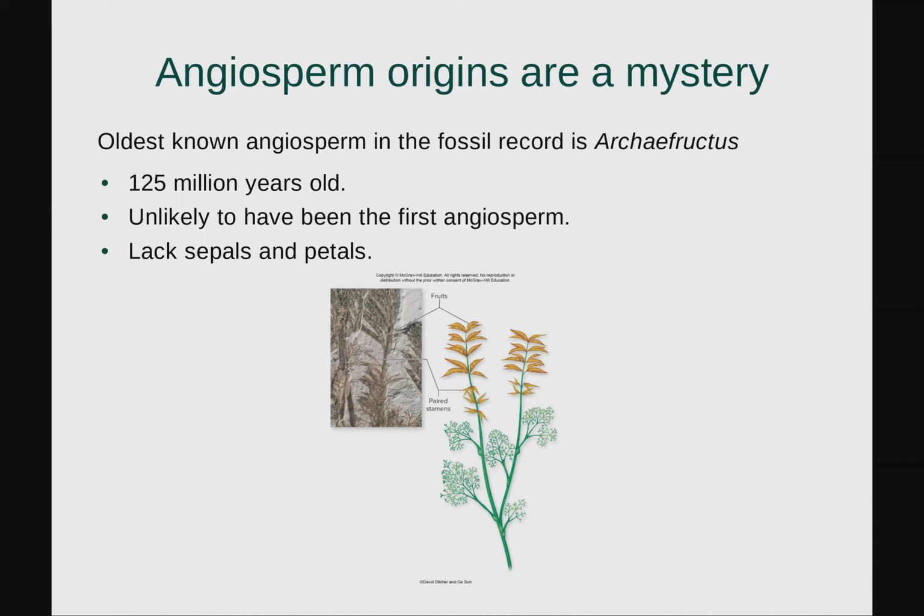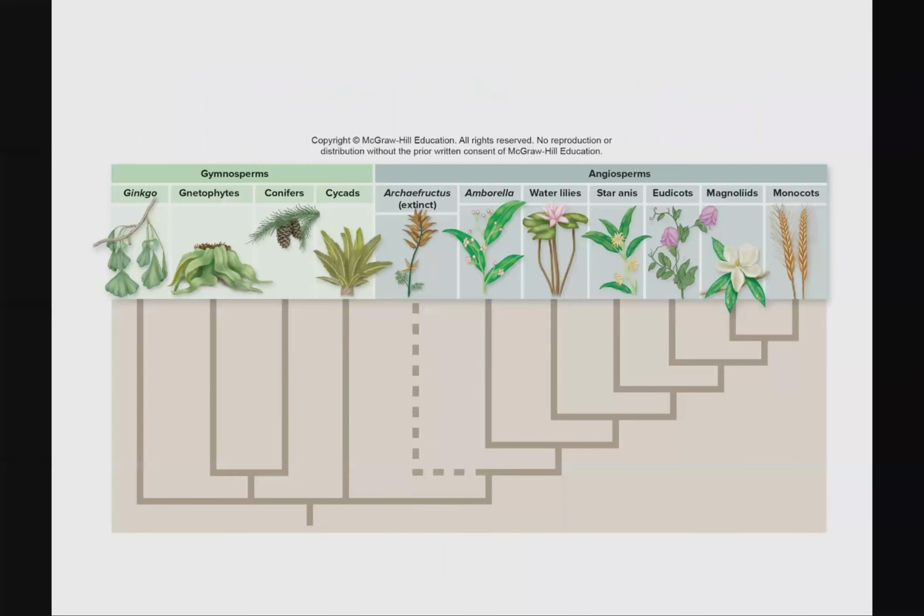Now, how angiosperms came to be, your guess is as good as mine, but the earliest known angiosperm is in the fossil record from 125 million years ago, in a genus called Archaeofructus. We don't think this was the first angiosperm because it does lack sepals and petals, as we'll discuss in a moment, but this is the first one we see in the record. So 125 million years is the bare minimum in terms of how long it's been, but they're likely older. Some people say 200 million years, other people say 150 million years. We really don't know at this point in time.